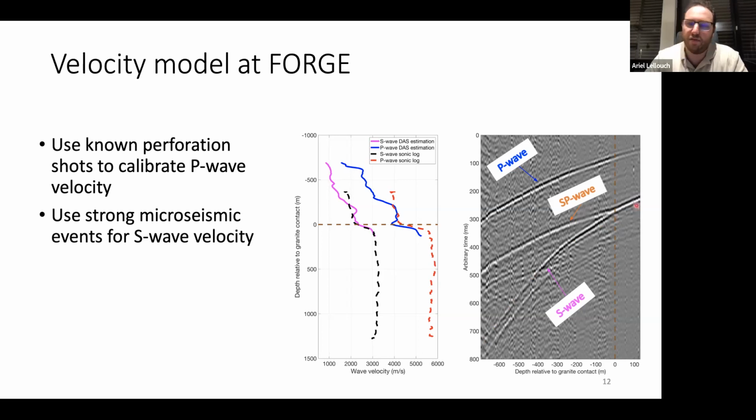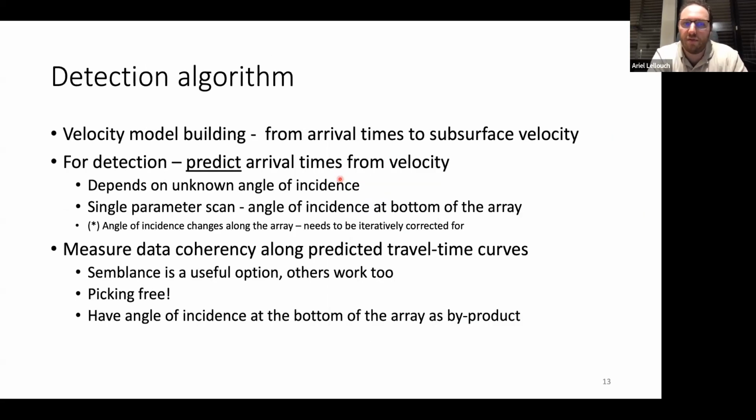This is all technical and maybe not super interesting. The important thing is the bottom line. If you look at the velocity models we derived for shear and P-wave velocity, the continuous lines are from the DAS data, and the dashed ones are from sonic log. So we are basically able to estimate the velocity profile along the entire DAS portion, which we did not have. You can see that part was not logged. So that was just the velocity model building. We went from travel times to subsurface velocity.